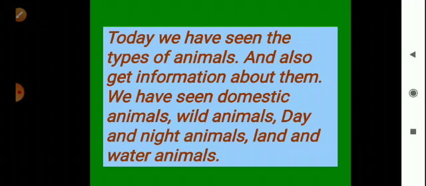So your homework is in your textbook, page number 5, and here is an activity using the types of animals. You have to fill the given animal charts. It's on your page number 5. So do this activity. It's your homework.